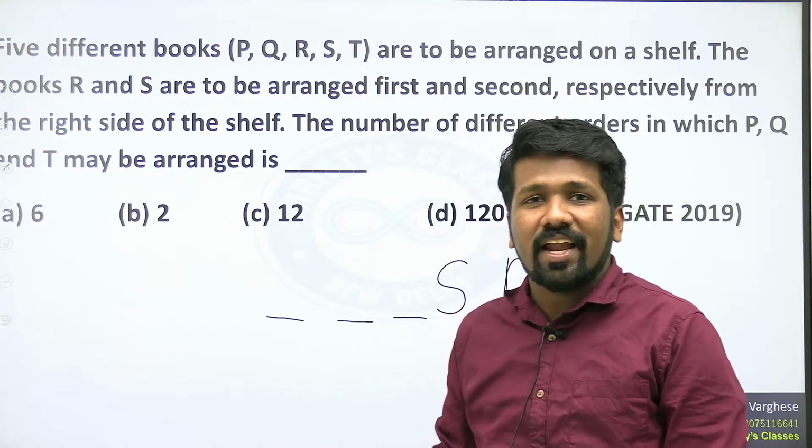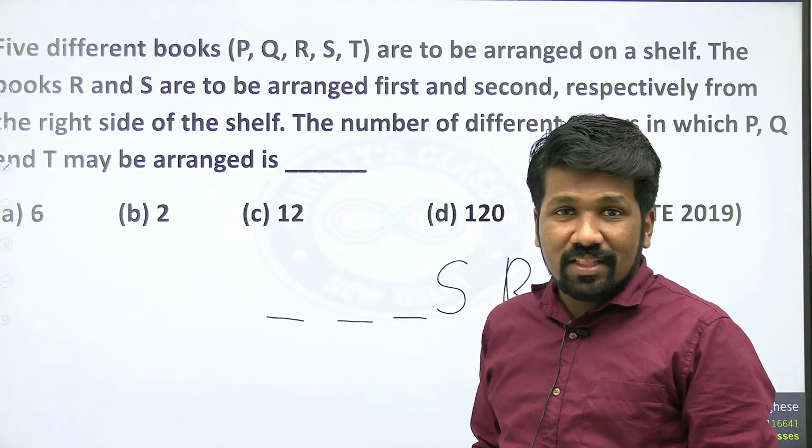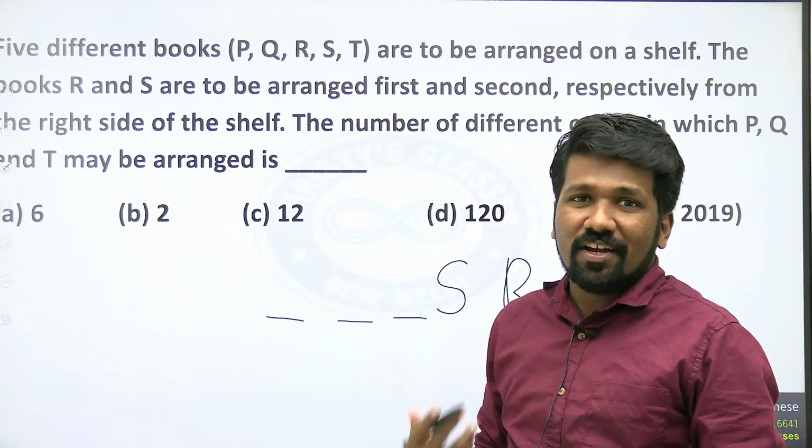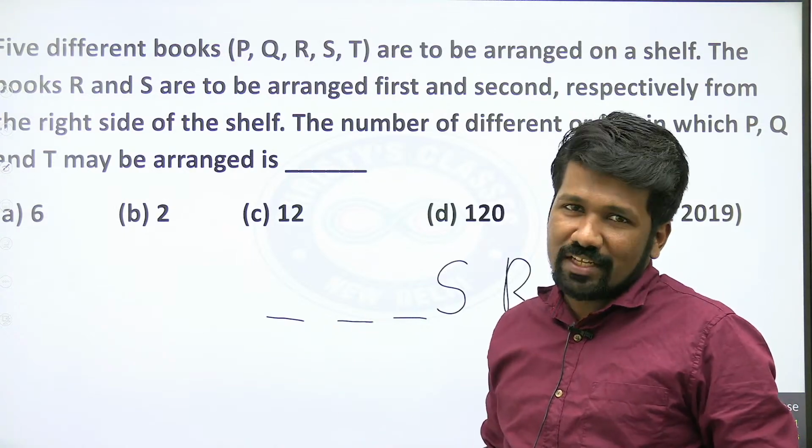Yesterday we discussed the anagram problem, na? That means 3 positions, 3 things to be arranged. So definitely 3 factorial ways are there. 6 ways are there. That is enough to understand.